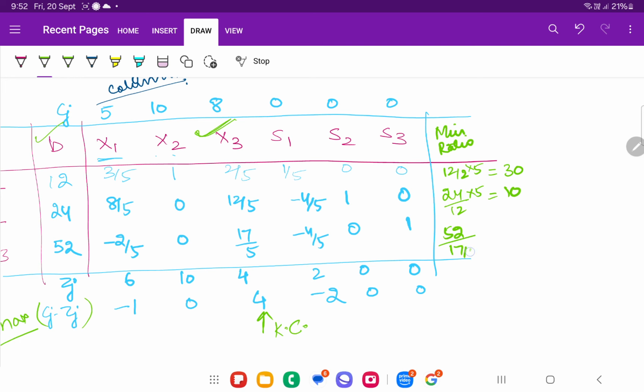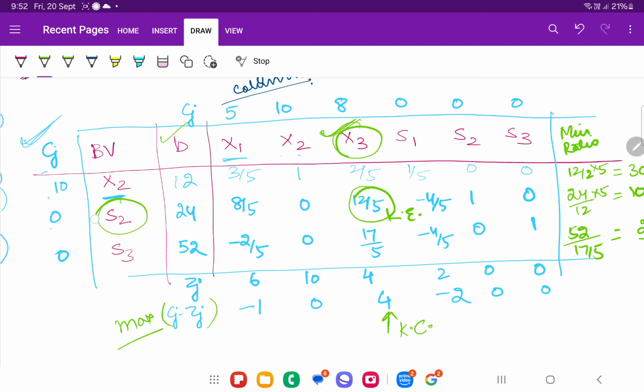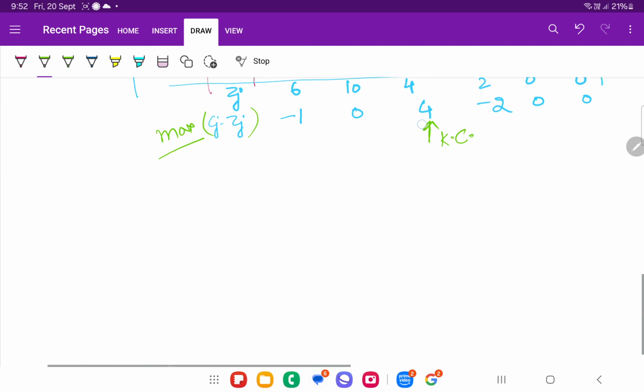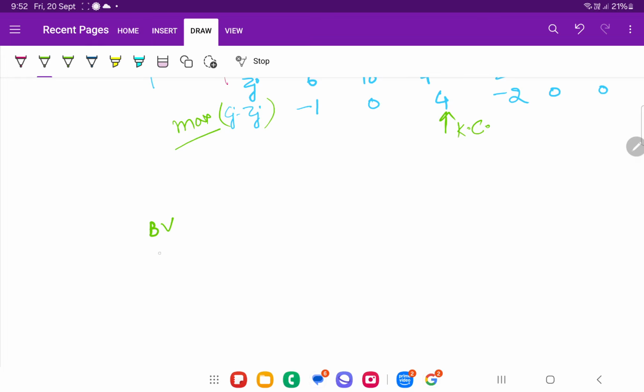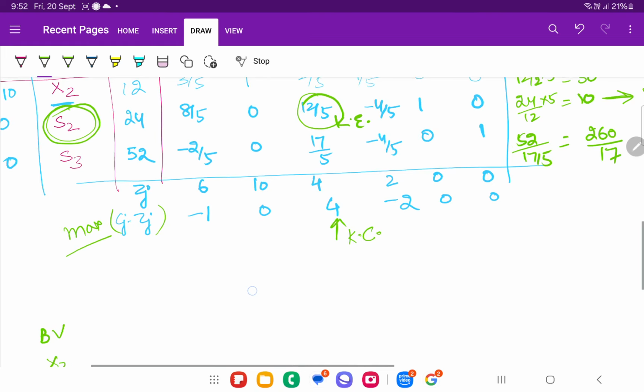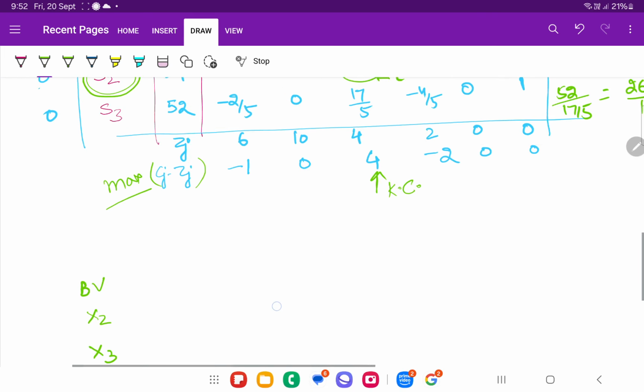52 divided by 17 by 5, it is giving me 260 by 70. Now from all the three values, this is the minimum value which is going to be my key row, and the intersection of key row and key column is my key element. The variable of key column will enter the table and the variable of key row will leave the table. So that means my new table will have x2, x3 and s3.